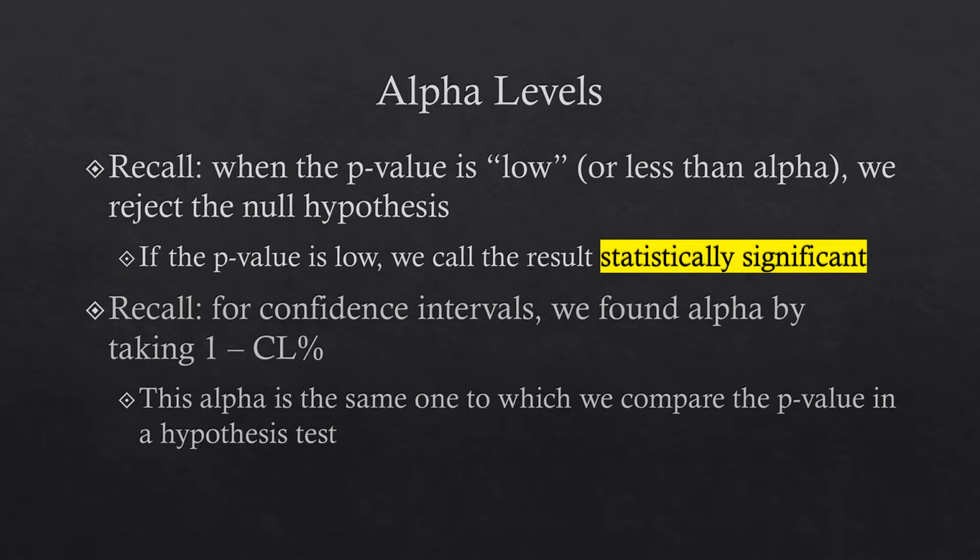So just another recall for you, for confidence intervals, we found alpha by taking 1 minus that confidence level percentage, and that alpha level is exactly the same thing as what we compare our p-value to in a hypothesis test. So you can actually find a confidence interval that corresponds to that hypothesis test based on whatever your alpha level is, okay? So if your alpha level is 0.05 and you're doing like a one-tailed test, like greater than or less than, then you can find the corresponding confidence interval for that test.